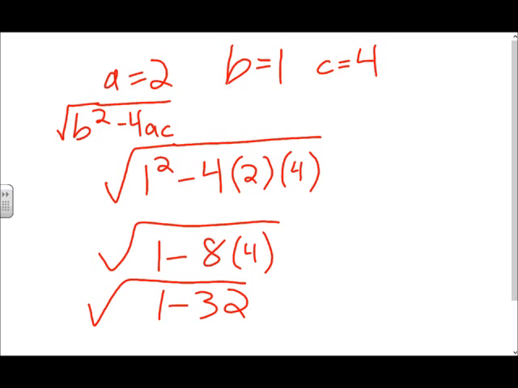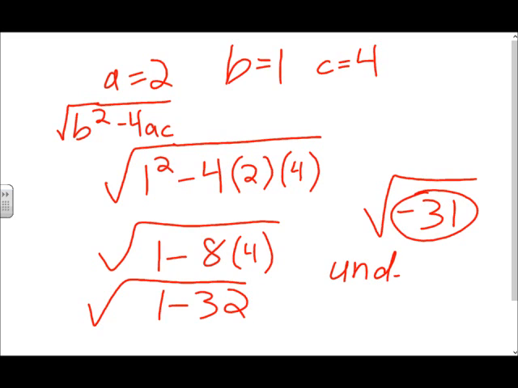And then, so that equals negative 31. Now, here's the catch to this one. Since this number right here is negative, there's no square root to it. So the answer would be undefined. So if you ever see a square root of a negative number, the answer is always undefined because there is no real square root for them.